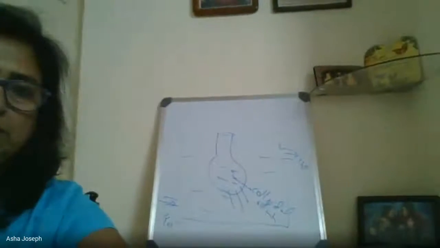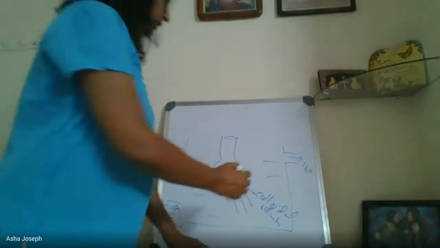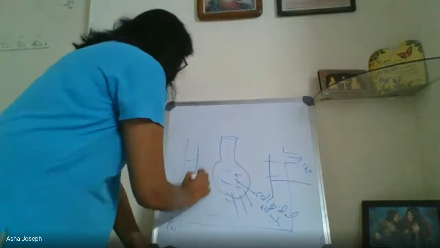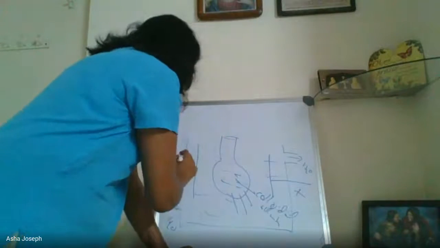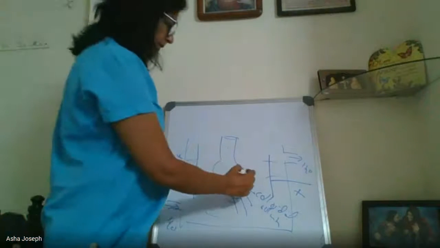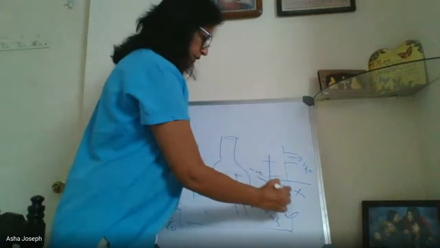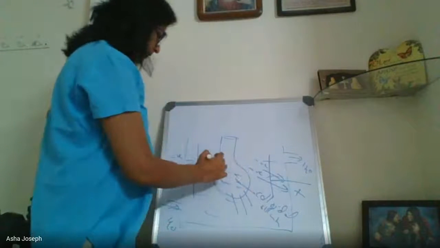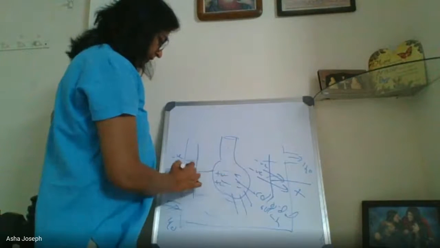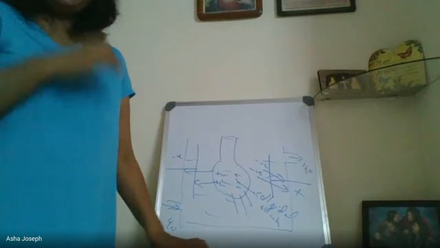Because when you apply an electric field, the ions will move, isn't it? So I will go to the board again. Same arrangement. The difference is you will place two electrodes. One is positive, other is negative. So two electrodes are fitted, and then when you apply an electric field, the negative ions will move towards the positive electrode, and the positive ions will move towards the negative electrode. So the process is fast now. Clear?